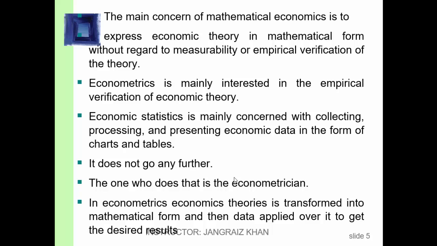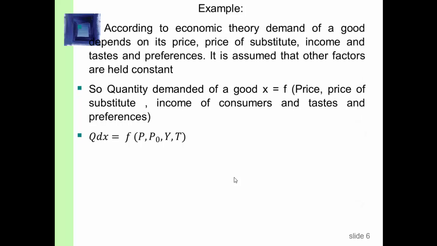Economic statistics is mainly concerned with collecting, processing, and presenting economic data in the form of charts and tables. It doesn't go any further. The one who does that is the econometrician. In econometrics, economic theory is transformed into mathematical form, then the data is applied over it to get the desired goal. We can explain the process and scope of econometrics with a very simple example.